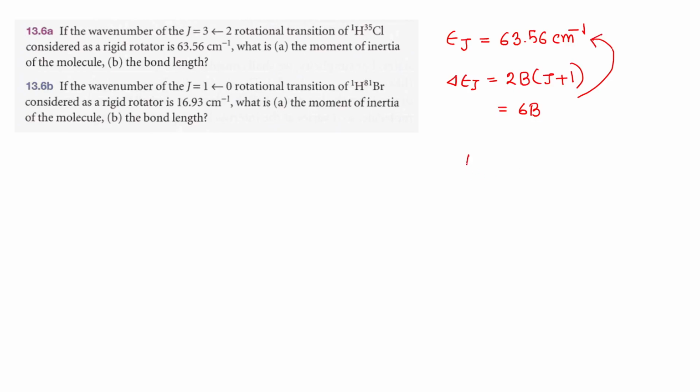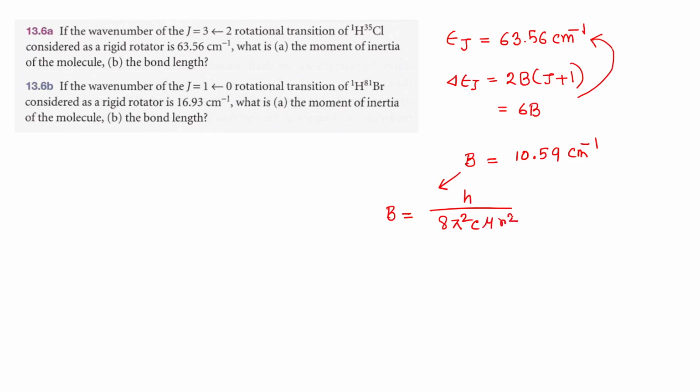So your b is how much? 63.56 divided by 6, right? So 10.59, right? Yes. So now you know the expression. What is the expression? Can you tell me? That is h by 8 pi square c mu r naught square.